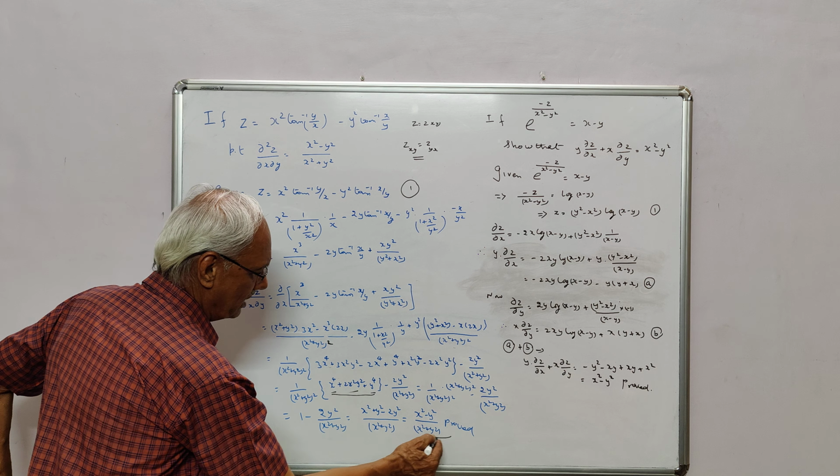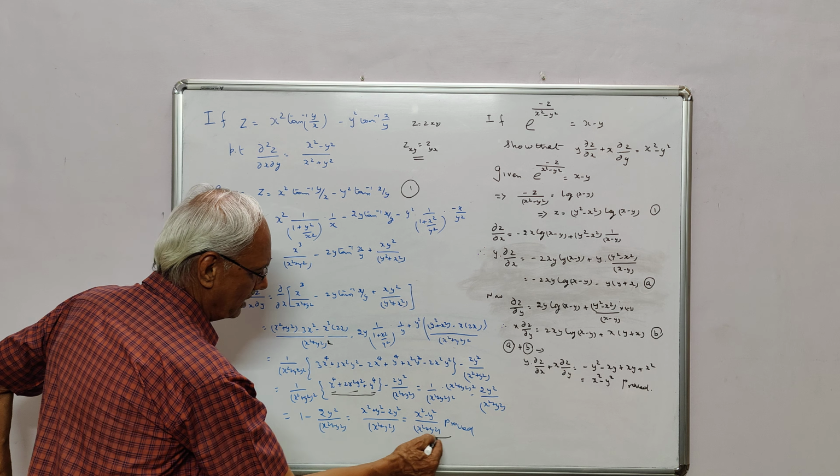Now let me come to the second problem. e to the power of minus z divided by x square minus y square is equal to x minus y. We have to show that y dou z by dou x plus x dou z by dou y is equal to x square minus y square. Here also it is very simple, and if you properly understand mathematics, differentiation and integration, and apply your mind properly, you will see that doing any problem is not difficult.